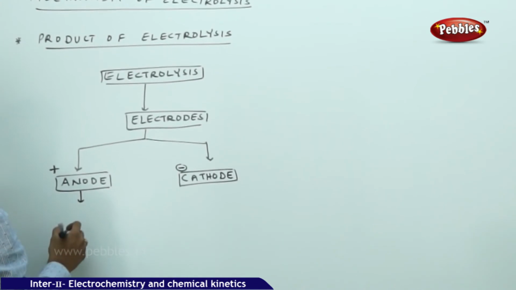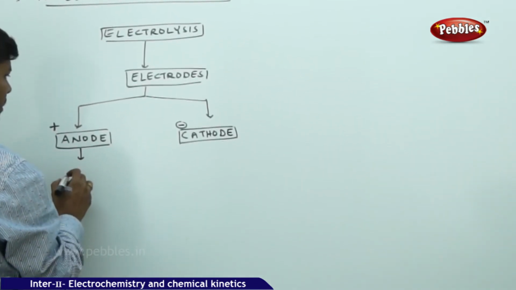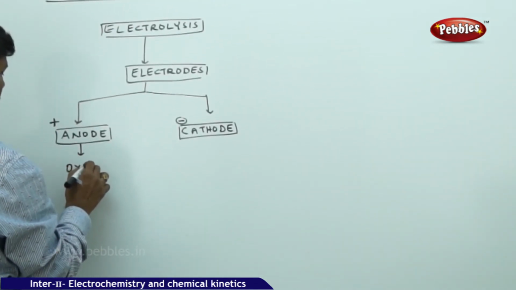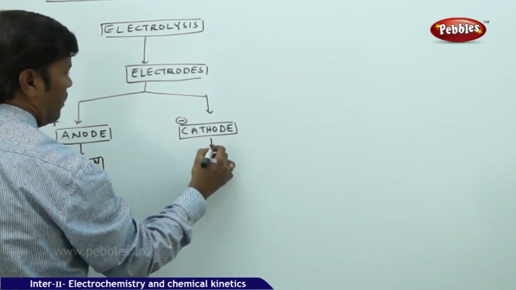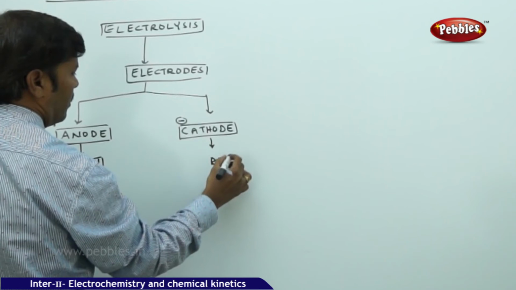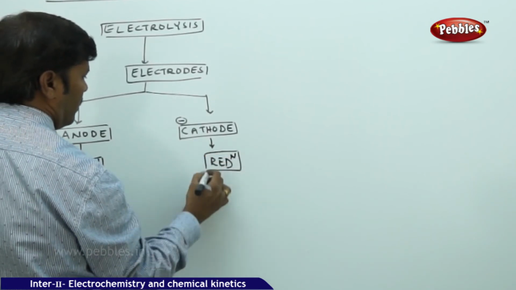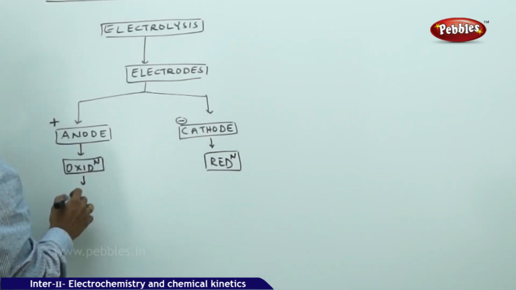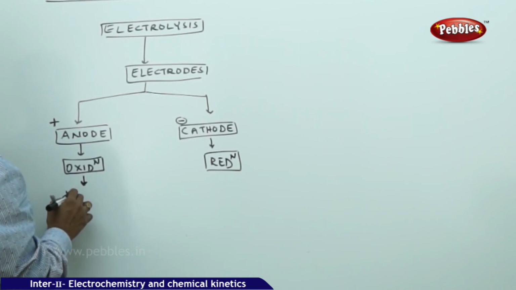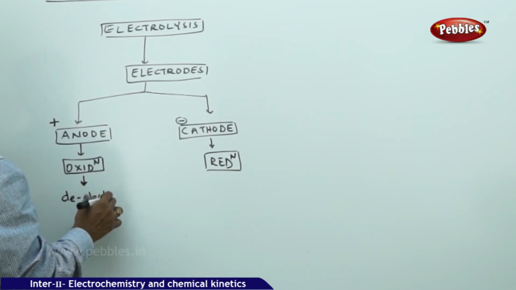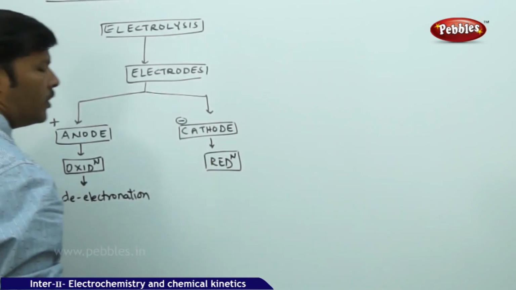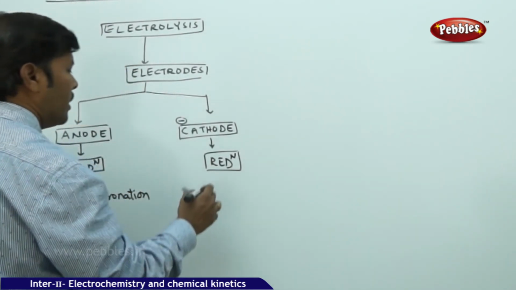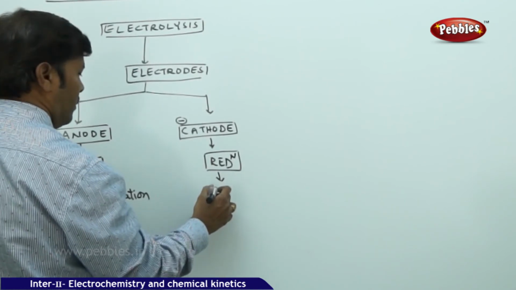At the anode, oxidation takes place, and at the cathode, reduction takes place. Oxidation is de-electronation. Oxidation involves de-electronation, and reduction involves electronation.